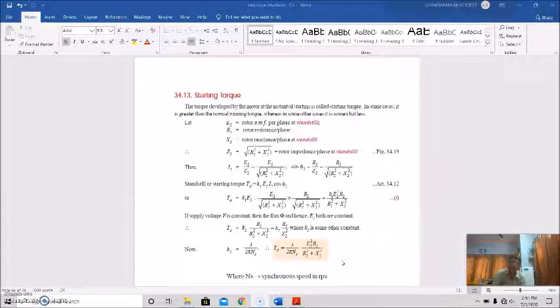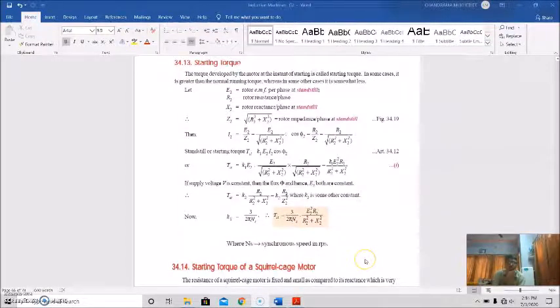So the standstill or starting torque, if we denote it as ST, will be K1 E2 I2 cos phi 2. If we put the value of I2 here and the cos phi 2 as this, then your starting torque will be K1 E2 square R2 by R2 square plus X2 square.